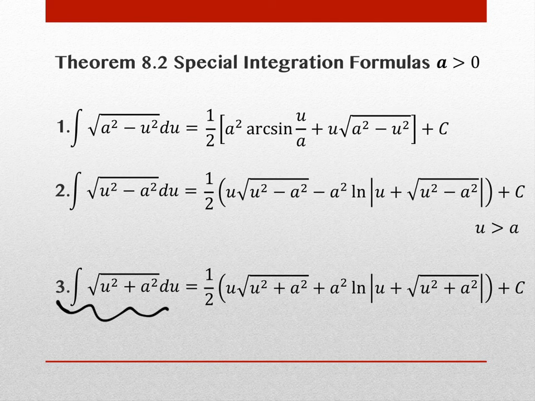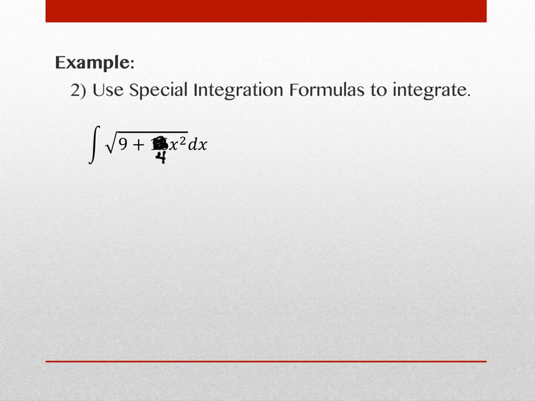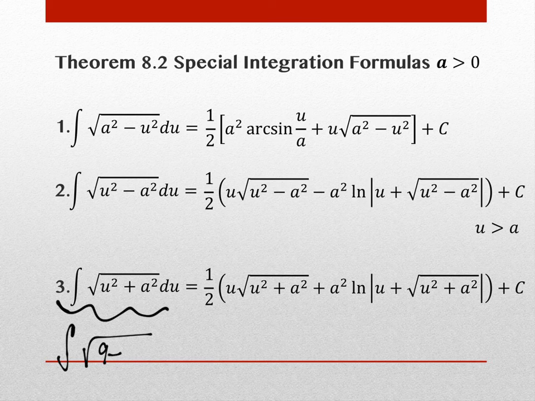Are you with me? So in our formula, I'm going to just write it over here so that we can identify them easily. It said the square root of 9 plus 4x squared dx. Okay, so using this information, what is U? Actually, I'm going to write it over here. U is what? 3. Nope. 2x. Okay, why? U is always the variable. U is always the variable piece. So what is A? A is 3.